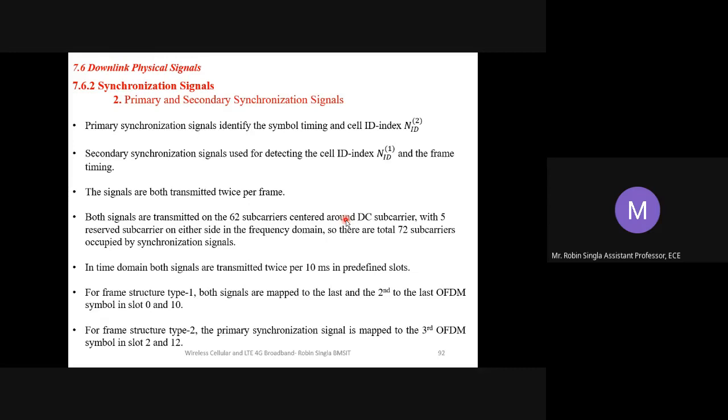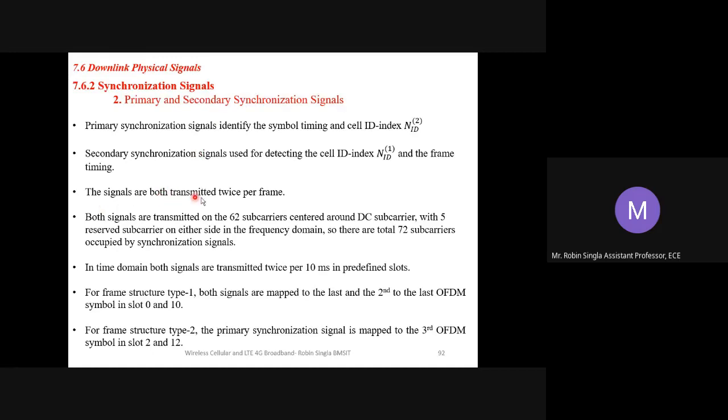Primary and secondary synchronization signals. Primary synchronization signals identify the symbol timings and cell ID index NID2. And secondary synchronization is used for detecting the cell ID index 1, NID1, and the frame timings. Primary is used to identify the symbol timing. Secondary is used to identify the frame timing. Primary is used to find the cell index 2 NID2. Secondary is used to find the cell index 1 NID1.